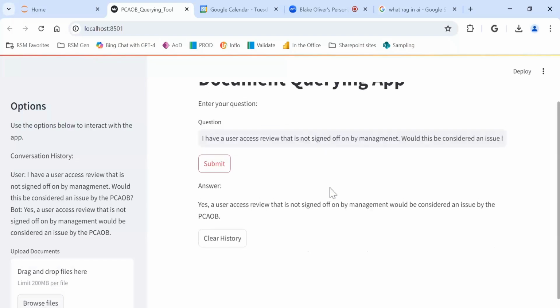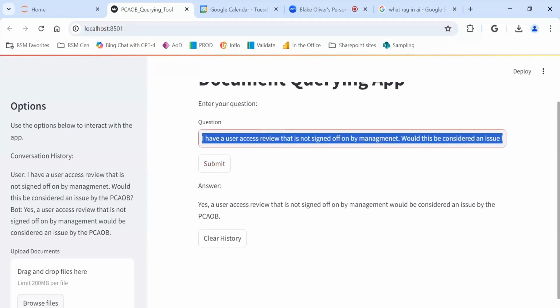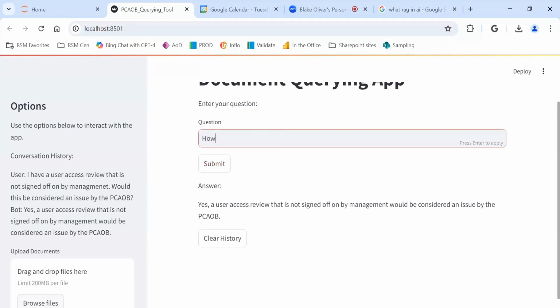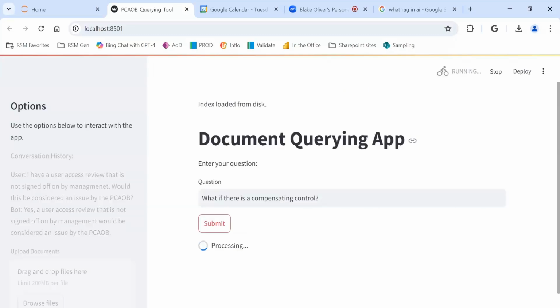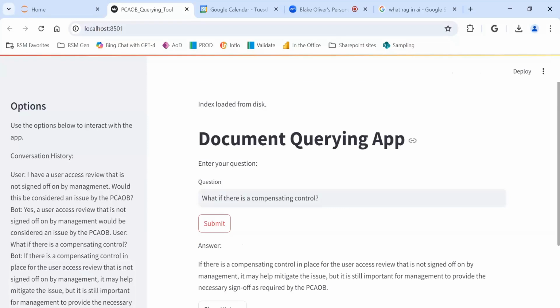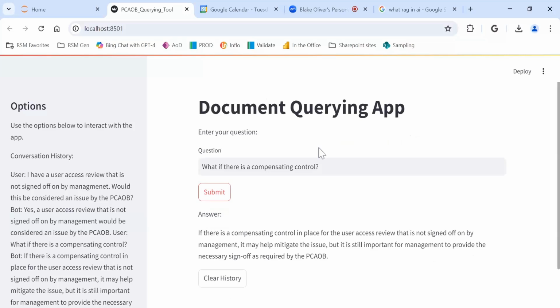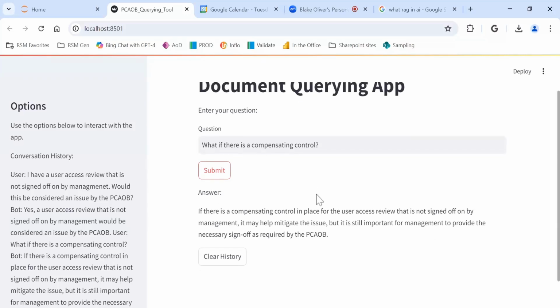And the answer is yes. A user access review that is not signed off on by management would be considered an issue by the PCAOB. And I can ask a follow-up question, such as, what if there is a compensating control? A compensating control would be something along the lines of, oh, they didn't sign off on the user access review, but within the review, they have a list of comments suggesting that they still performed the review.